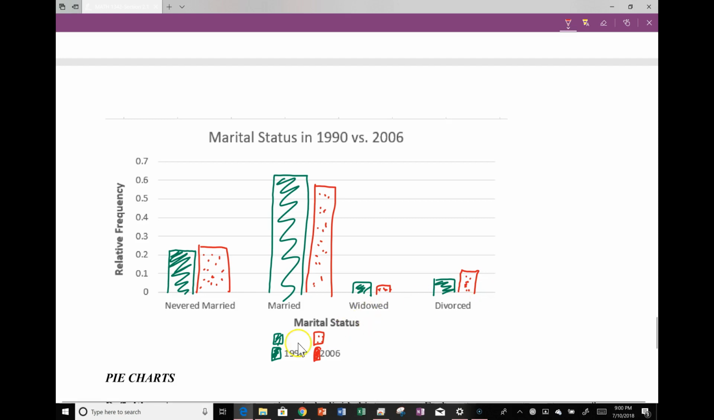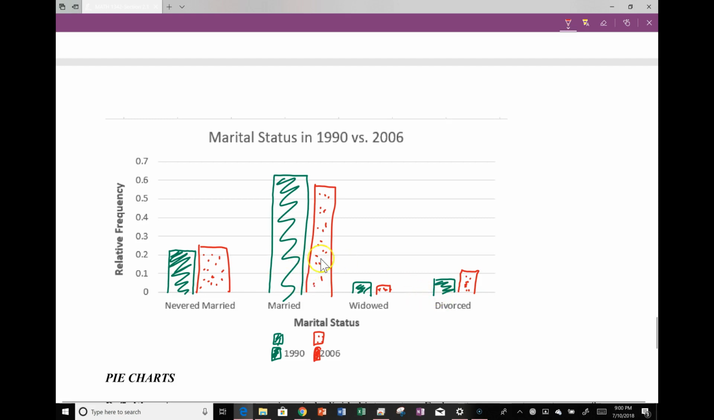So now you can see that I have the green is for 1990, the red is for 2006, and you can compare never married. There were more never married in 2006 than there were in 1990. But notice in 1990 there were more that were married than in 2006. Same thing with the widowed, there were more in 1990 than there were in 2006. But look at the divorce. There's actually more divorced in 2006 than there were in 1990.